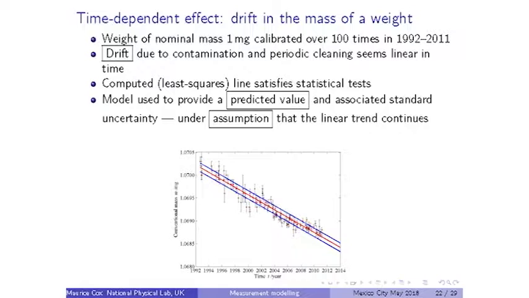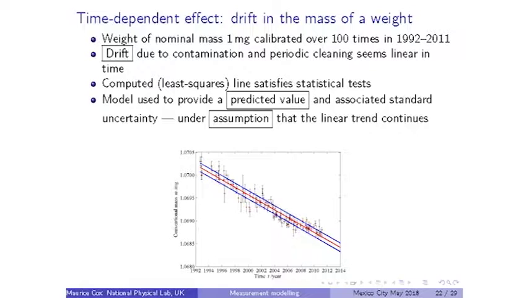Time-dependent effects are becoming more and more important in metrology because of the need to increase the accuracy, the need to have smaller uncertainties. We give a simple example in 103, which might be the example I'm giving now. It might be replaced by another example, but at least this example illustrates what I want to say. We have a weight which is measured periodically over a long period of time. The weight has nominal mass 1 milligram, and has been calibrated 100 times between 1992 and 2011. This mass is used as a reference mass when we want to compare a nominal 1 milligram mass with the reference mass.